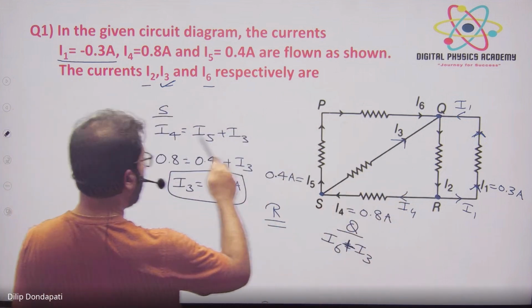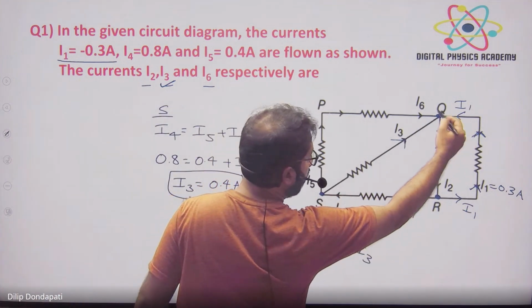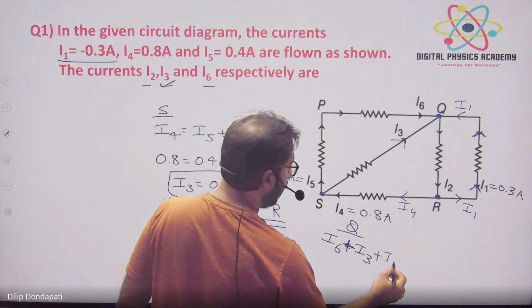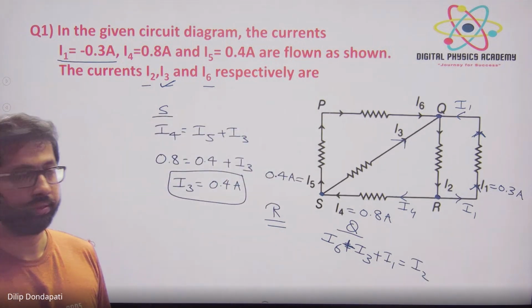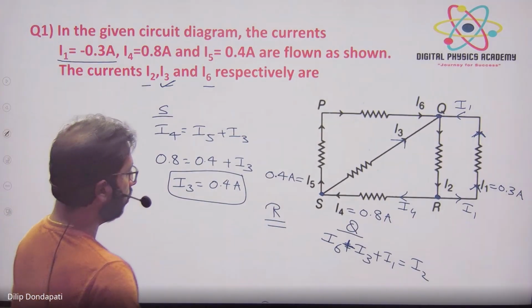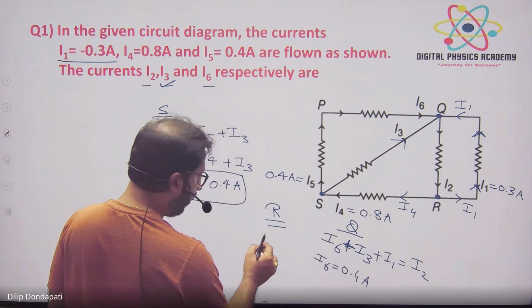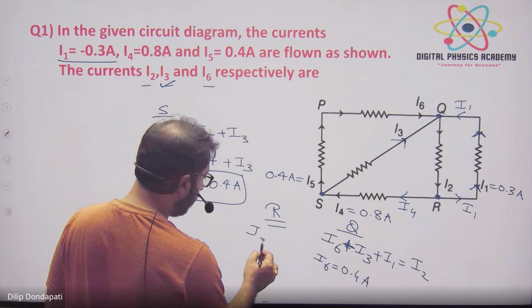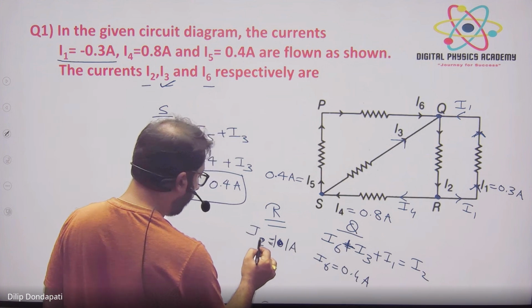So that is also an incoming current, right? Look, this is incoming, this is incoming, this is also incoming. So plus I1 is equal to the outgoing current, which is I2. Now solve. At a junction, the sum of the incoming currents is equal to the sum of the outgoing currents. So I6 is 0.4, and I2 is 1.1 amperes, right?